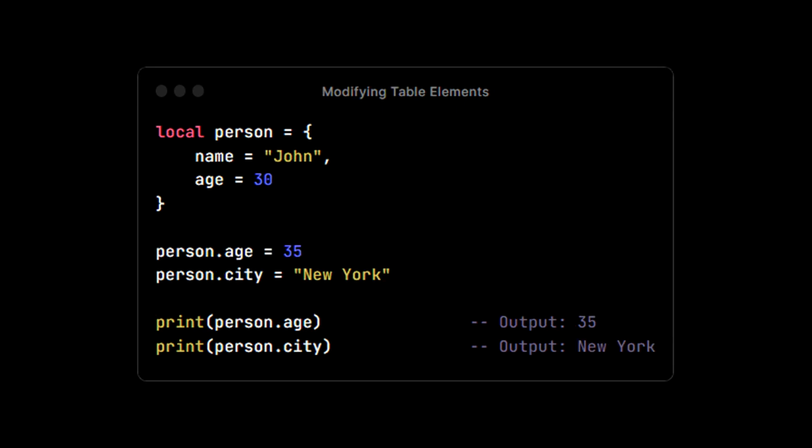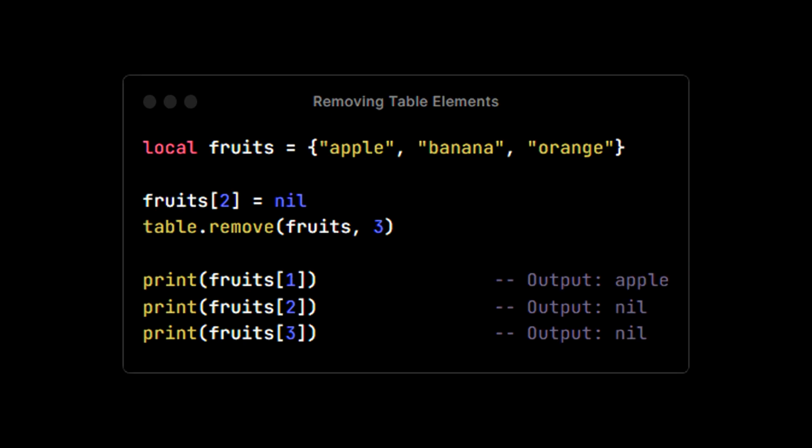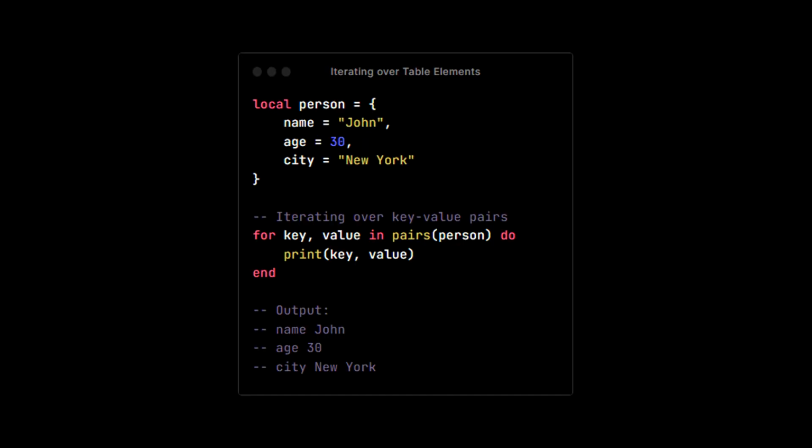Modifying table elements. Table elements in Lua can be modified by directly assigning new values to them. Here's an example. Removing table elements. In Lua, table elements can be removed using the nil value or the table.remove function. Here's an example.